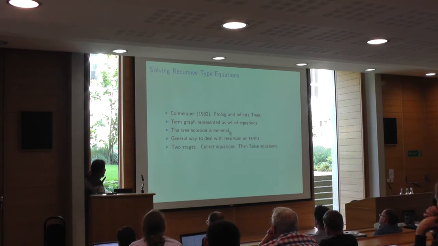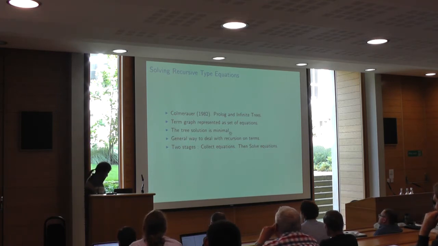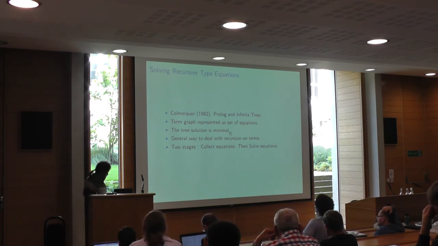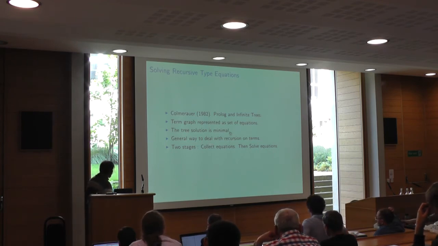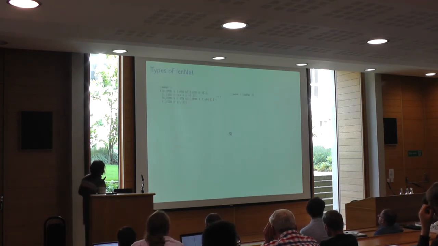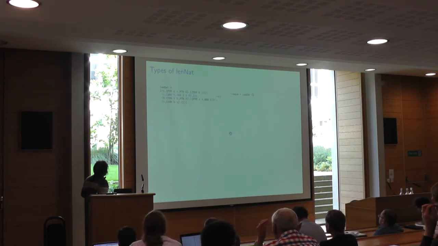You remember Cardelli, in one paper on basic polymorphism, states that we can see the type inference problem as solving a set of equations, following the classical way. So in our case, we do this in two stages. The first one is to collect equations, and the other one is to solve those equations. So this is the way we are trying to solve this problem.